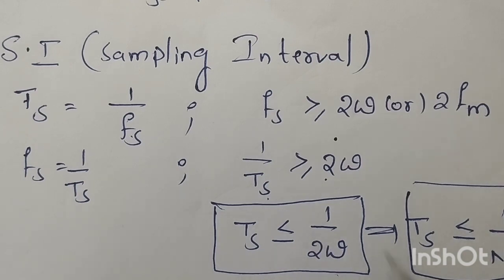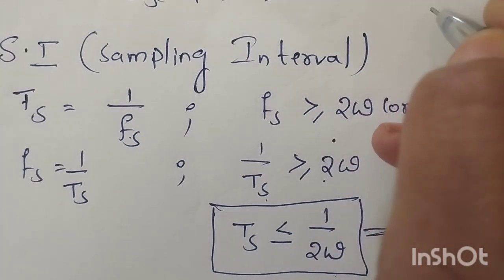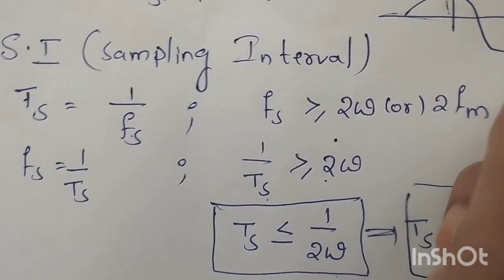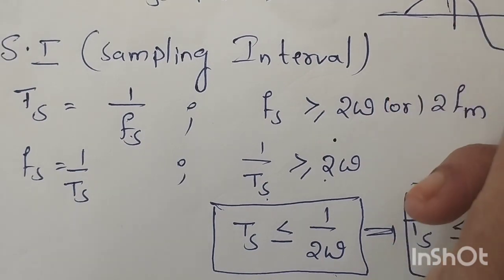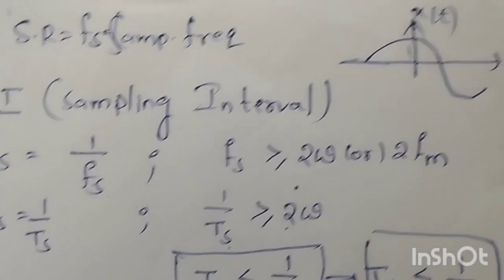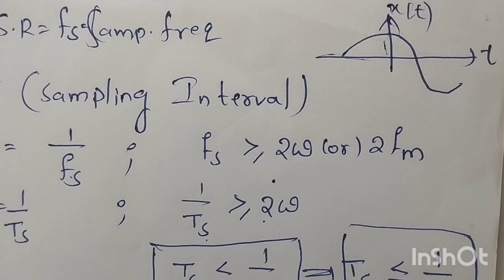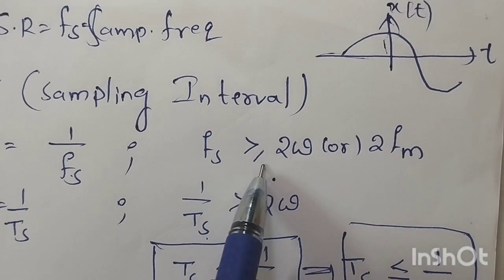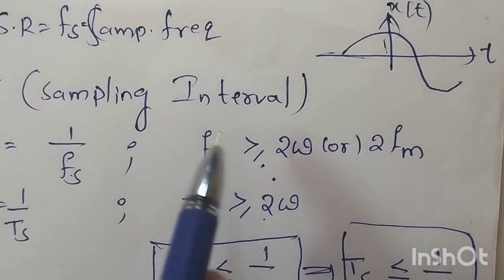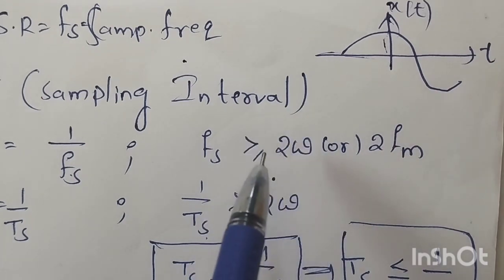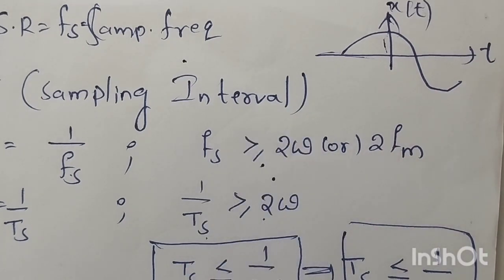So how do we represent any arbitrary continuous time signal? A continuous time signal x of t can be completely represented in its samples and recovered back if the sampling frequency is greater than or equal to 2 omega, where fs is the sampling frequency, and fm or omega is the maximum frequency present in that signal.